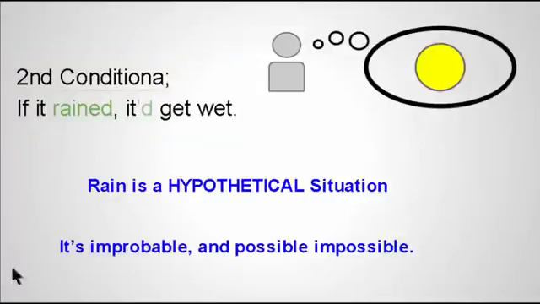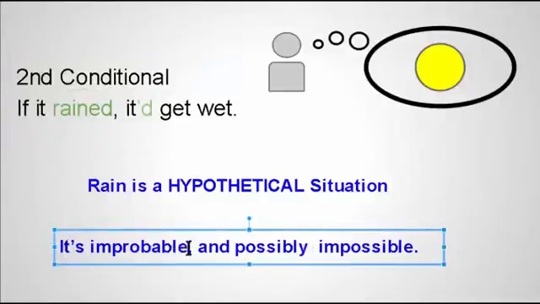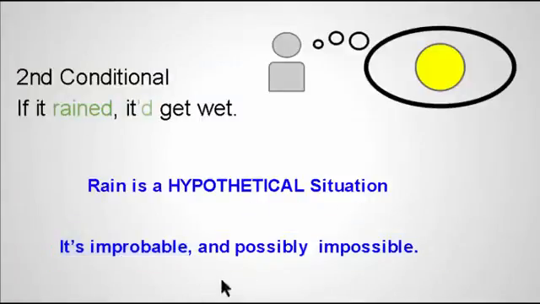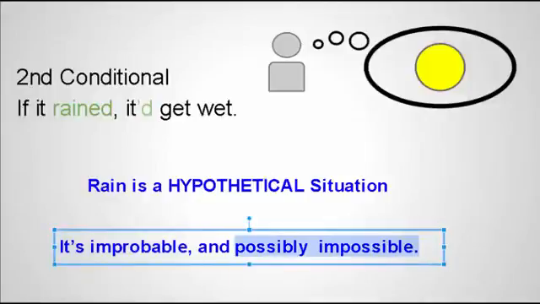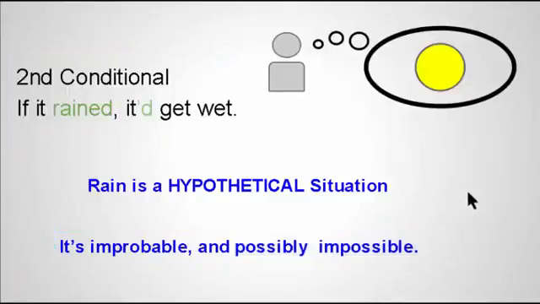And in this case, in my mind, when I say this, it's improbable. Yes, the situation is improbable. The situation happening, rain, is improbable, and it's possibly impossible. In this case, it's not impossible because rain is never impossible, but there are many situations that are impossible. For example, man having a baby. Can a man have a baby? No. However, if I could have a baby, I would name him David, like me.